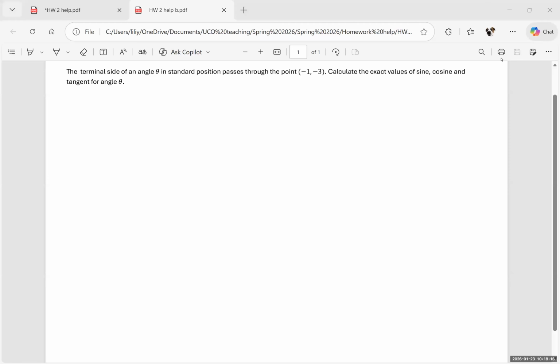This is an example of how to find the value of some trigonometric functions given a point on an xy coordinate grid. The example says the terminal side of an angle theta in standard position passes through the point (-1, -3). You need to calculate the exact values of sine, cosine, and tangent for that angle theta. It is very helpful if you draw what the question is asking first.